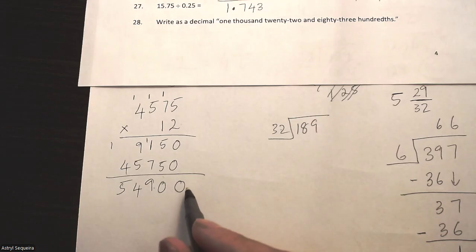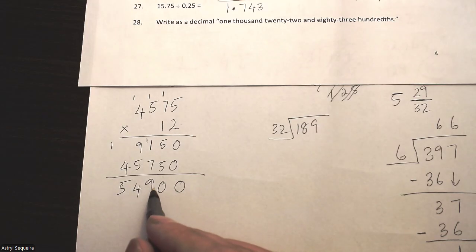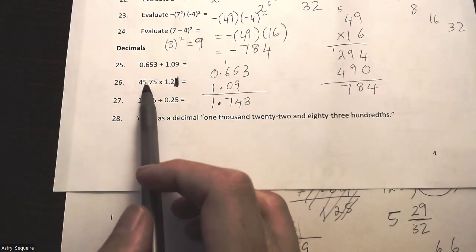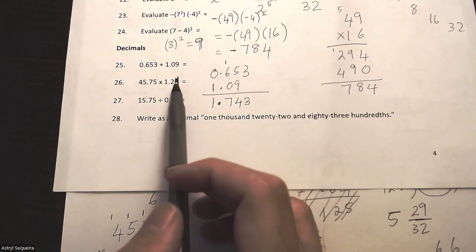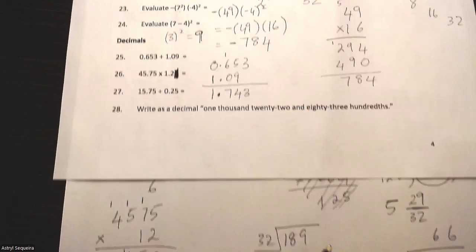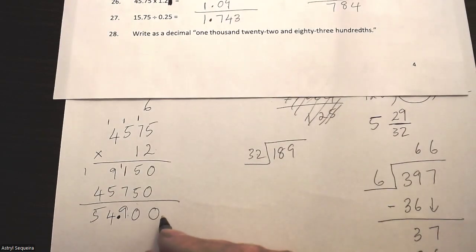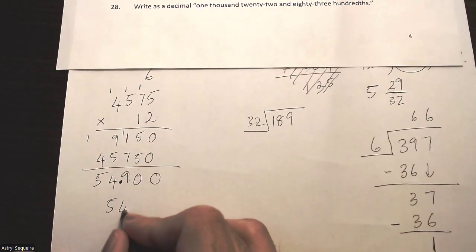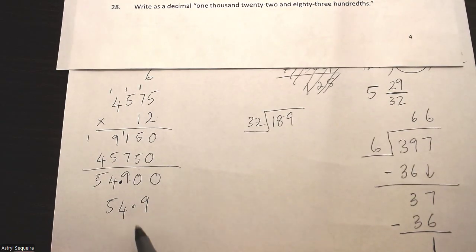Oops. I'm counting from the wrong side. I have 3 decimal places here, 1, 2, 3, counting from the right. So final answer in this question is just 54.9.